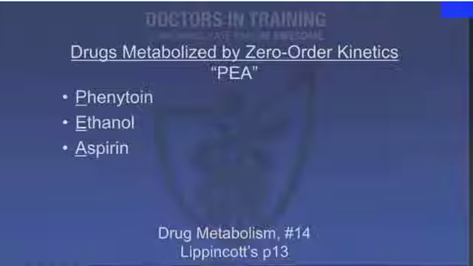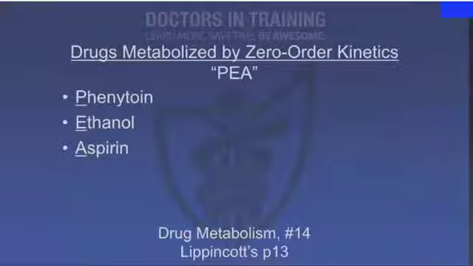And the curve of zero-order kinetics is more linear, whereas the curve of first-order kinetics is an exponential curve. It's a rounded curve. So there are three high-yield drugs that are metabolized using zero-order kinetics for you to know. The three drugs are phenytoin, ethanol, and aspirin. Phenytoin is a drug used for seizures. Ethanol is alcohol. You all know what that is. And aspirin, of course. So the mnemonic for this is PEA.